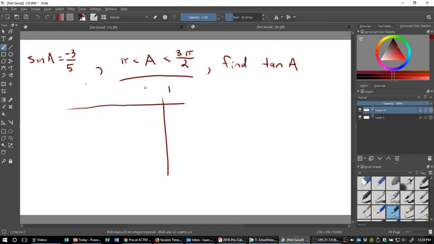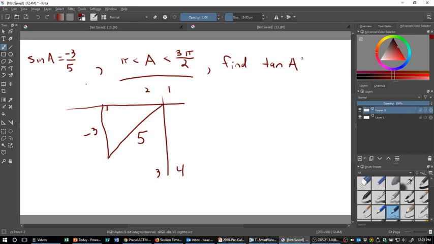So here's my quadrants, 1, 2, 3, and 4. So this represents angle A, and if I draw this to the x-axis, here's my reference triangle, which is a right triangle, and opposite of that would be negative 3, and the hypotenuse would be 5. Getting that from SOHCAHTOA and the fact that sine is always opposite over hypotenuse. And notice this is going down, so it makes sense for this to be negative. Hypotenuse is always going to be positive.